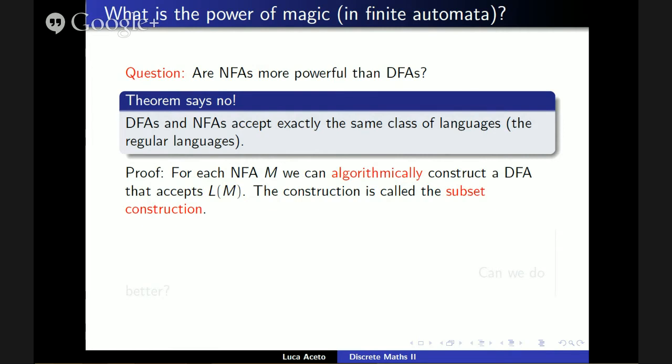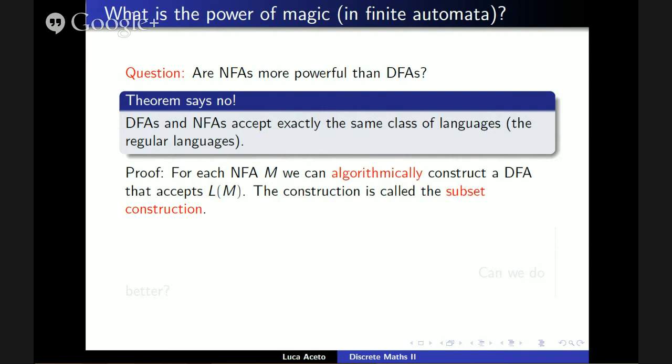Okay, the question is, what about the one that you were showing us before? B's, for instance, all the strings that had a B as the fourth symbol from the right. Well, I didn't say for that language that there was no DFA that accepts it. What I said was that there is no DFA with fewer than 16 states that accepts it. This is different.